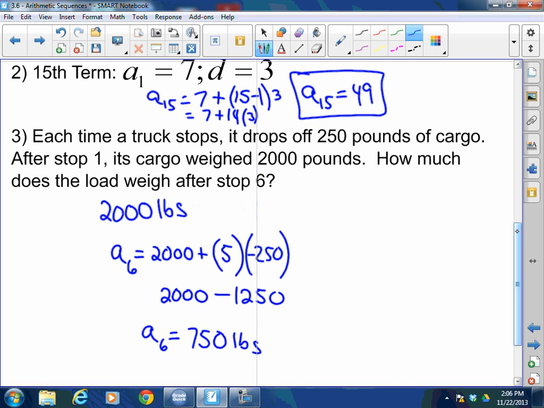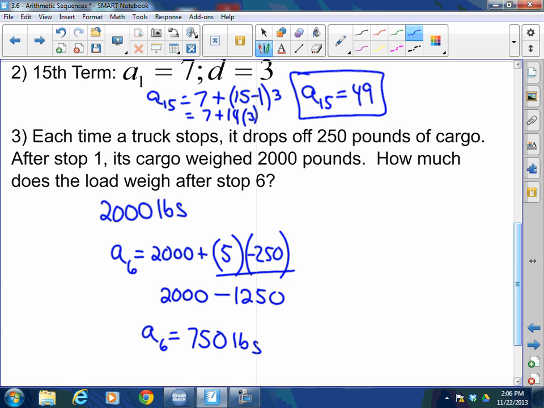Okay, the question here. Couldn't I have easily said 250 times 5? That's what I did do. And then I subtracted it from 2,000. No, but you need the sequence because that was nice and easy because it was 5. What if it was 48? It's going to be a little bit more difficult.